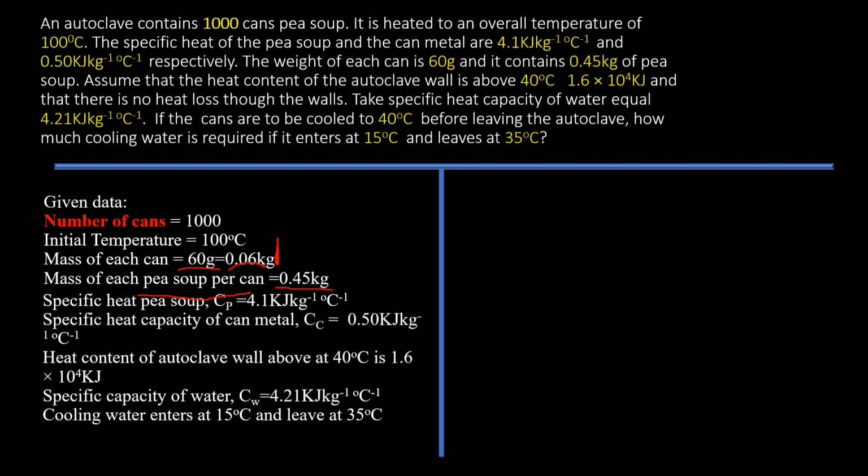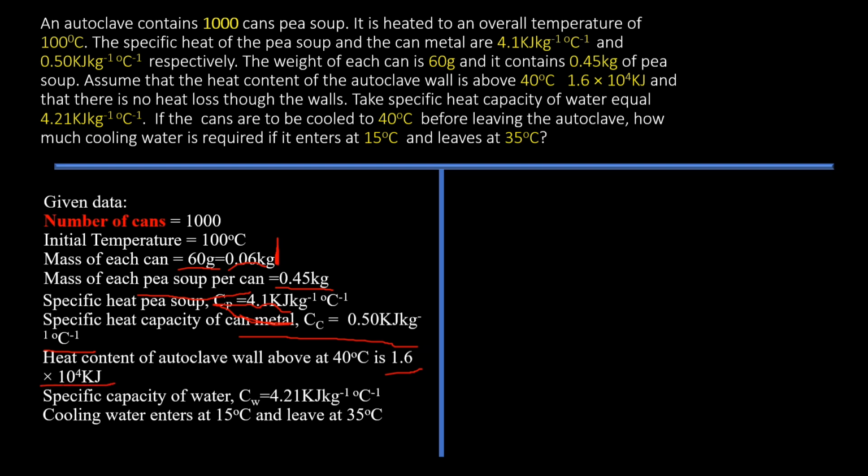Then we're given the specific heat capacity of the pea soup to be 4.1 kilojoule per kilogram per degree Celsius. And we're given the specific heat capacity of the can as well to be 0.5 kilojoule per kilogram per degree Celsius. Okay, and we're given the heat content of the autoclave wall to be 1.6 times 10 raised to power of 10 kilojoule.